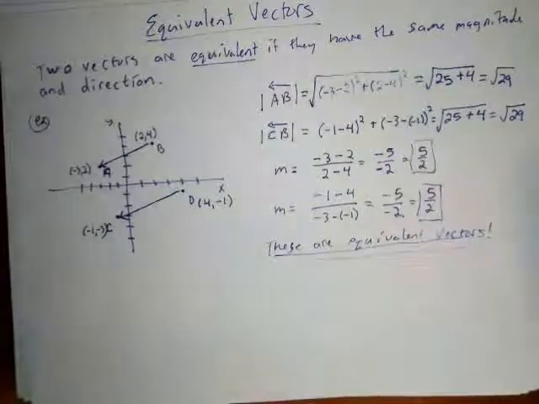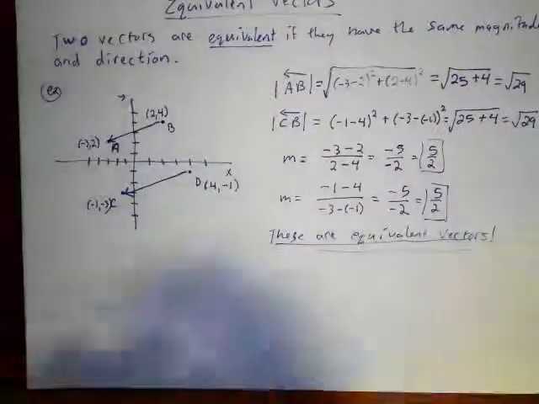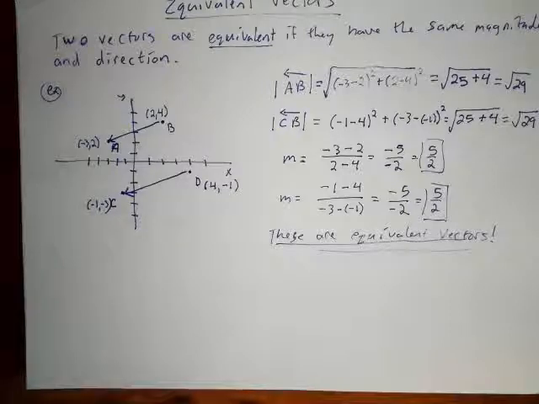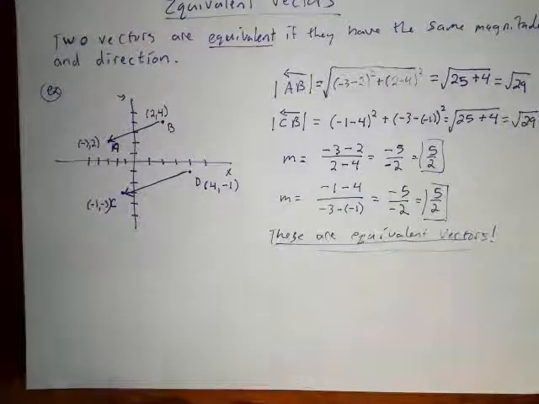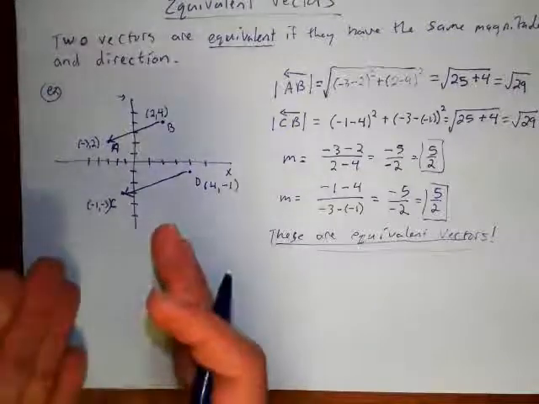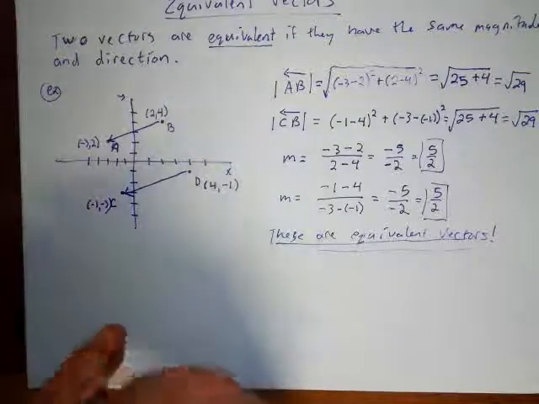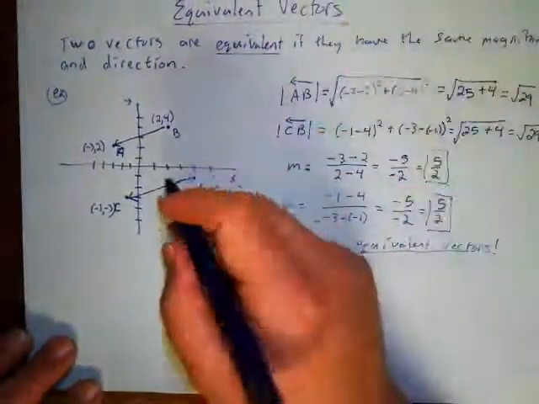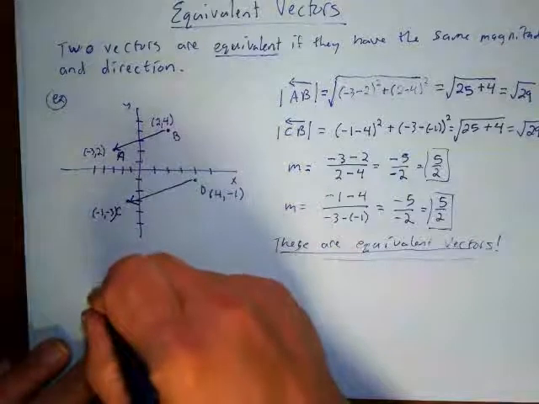Now let me actually give you kind of a shortcut. What I'm going to do here is teach you about the component form of a vector, which we're going to talk more about in the next section. If you're given ordered pairs for the endpoints of the vector, like you are here, and you want to see if they're equivalent, then what I would do is get the component form of each of these vectors. So what do I mean by that?